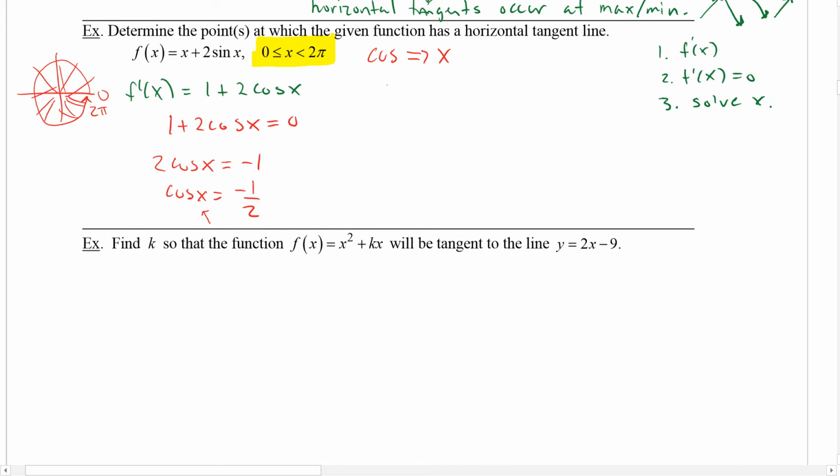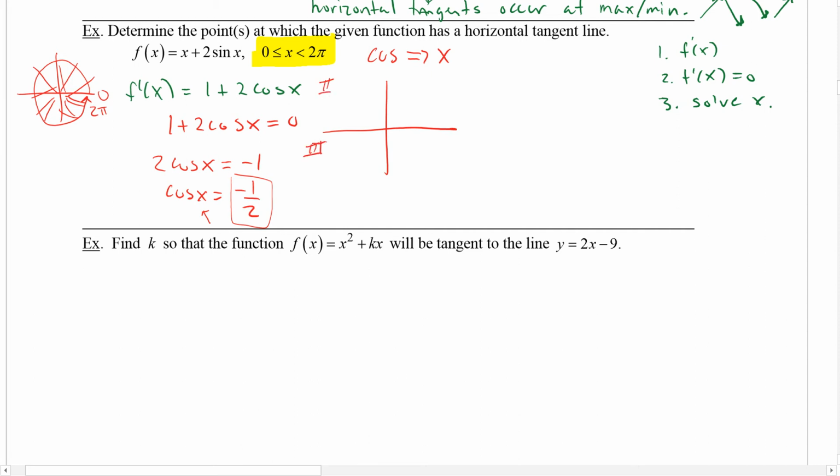So I want you guys to look at the unit circle and find which angles of cosine give you a -1/2. So if cosine is x, in which quadrants does cosine lie that is negative? Well, that should be in quadrant 2 and quadrant 3.